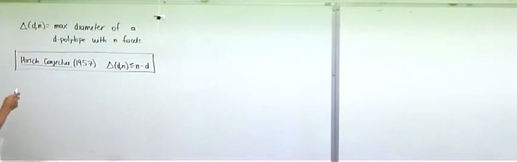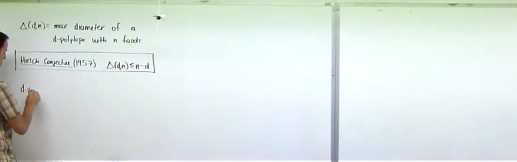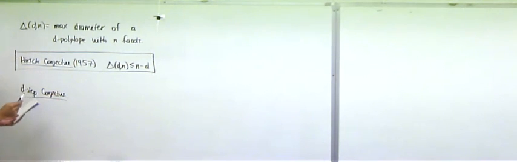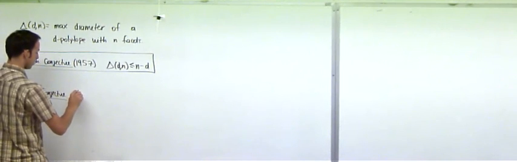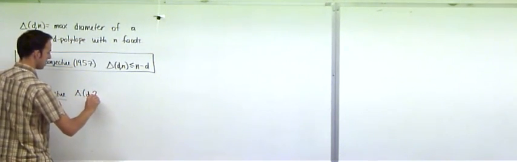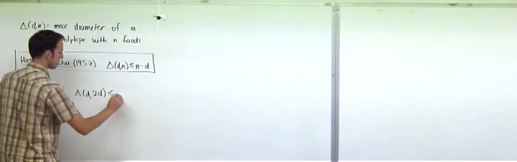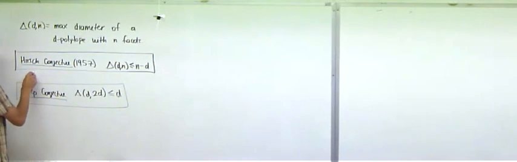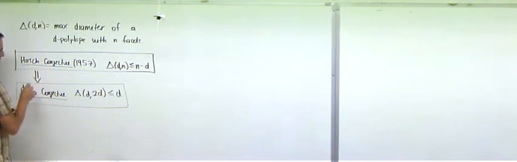So the first step is the following. There's something called the d-step conjecture. And the d-step conjecture seems like it should be easier because it's just a special case when n is equal to 2d. Okay. And so, of course, the Hirsch conjecture would imply the d-step conjecture. That's obvious.